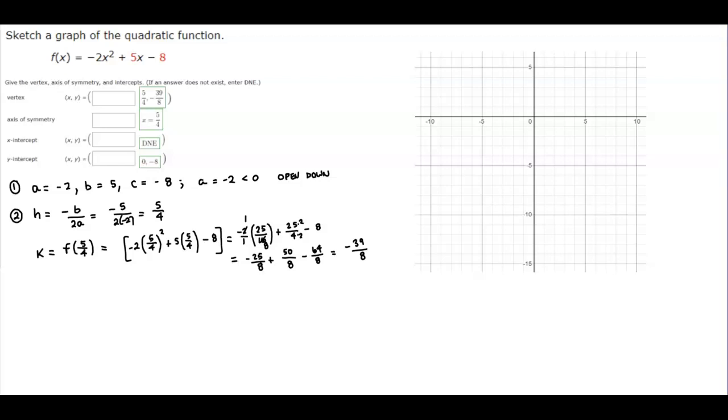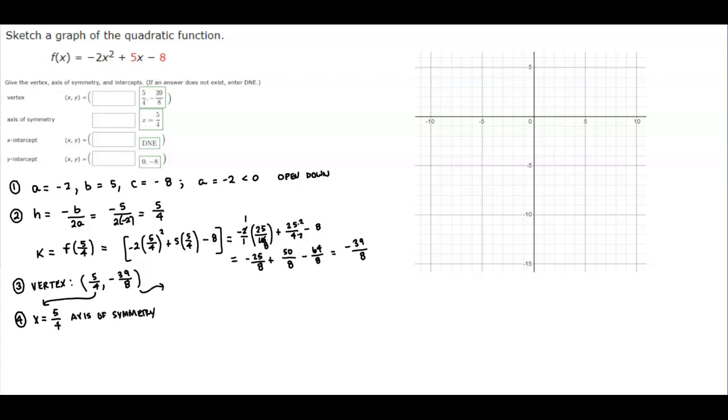So now we know what the vertex is. So the vertex is located at 5/4 and negative 39 over 8. So what does the vertex tell us? Well, it tells us what the axis of symmetry is, and that's the x-coordinate here. So x is equal to 5/4 is the axis of symmetry.